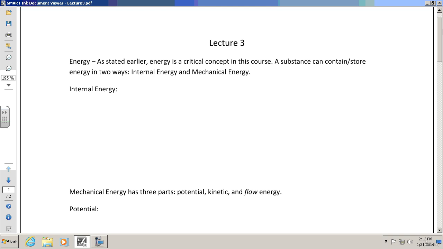And when I say substance, I generally mean a gas, a liquid, or a solid. And so the first one that we're going to talk about is internal energy. We're going to use the designation U for internal energy for the entire course. U means internal energy. And of course, the internal energy can be expressed in either joules or BTU, as we just discussed.